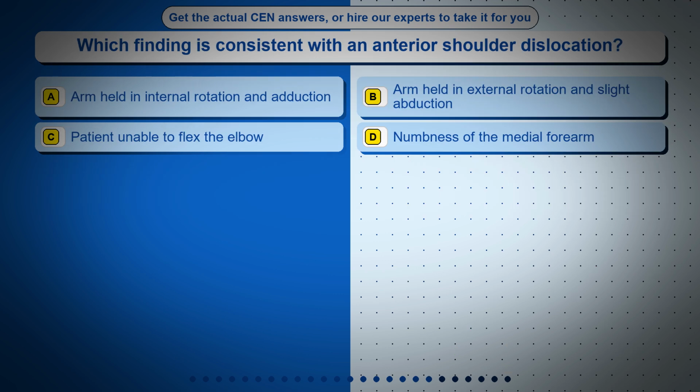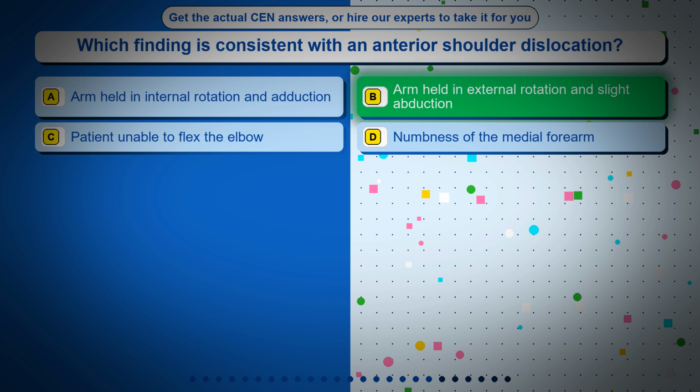Question 19. Which finding is consistent with an anterior shoulder dislocation? Option A, arm held in internal rotation and adduction. Option B, arm held in external rotation and slight abduction. Option C, patient unable to flex the elbow. Option D, numbness of the medial forearm. The correct answer is option B, arm held in external rotation and slight abduction.